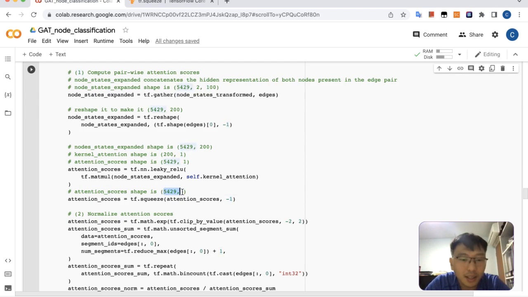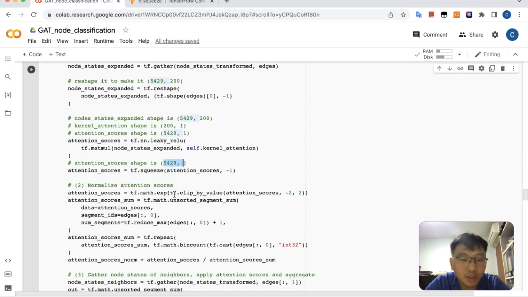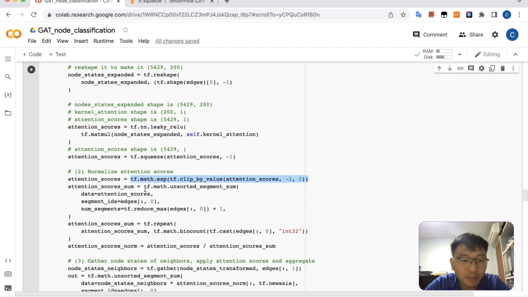Then, for this scalar value, what they did was to normalize it, to clip it firstly between -2 and 2. This is quite important for neural networks, because if you don't clip, you might end up with very high numbers, which may make the training not very stable. So they did a clip here, and then they did an exponential before taking a math.unsorted_segment_sum. Let's take a look at what that does.